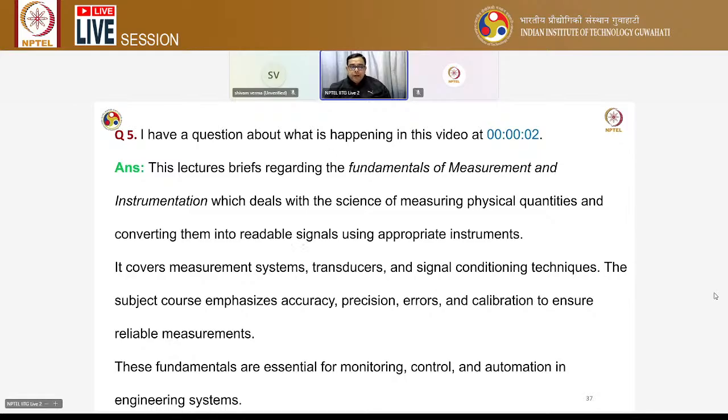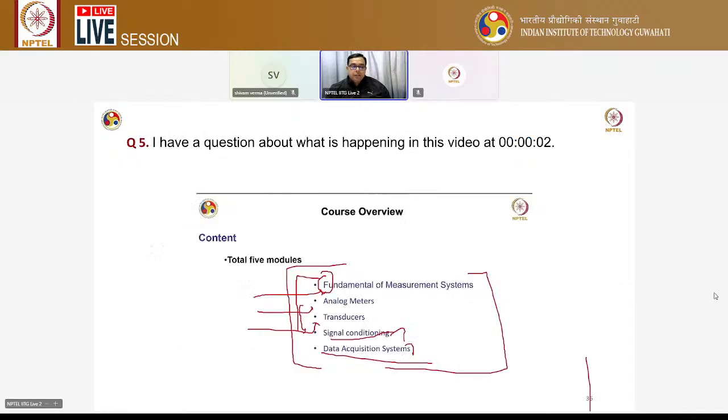So it covers the measurement system, transducers, conditioning circuits, and so on. The course emphasizes accuracy, precision, error, and calibration to ensure reliable measurements wherever desired. These fundamentals are essential for monitoring, including control, automation, and other engineering systems.